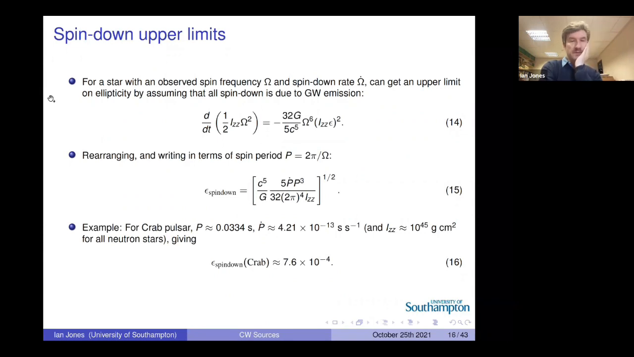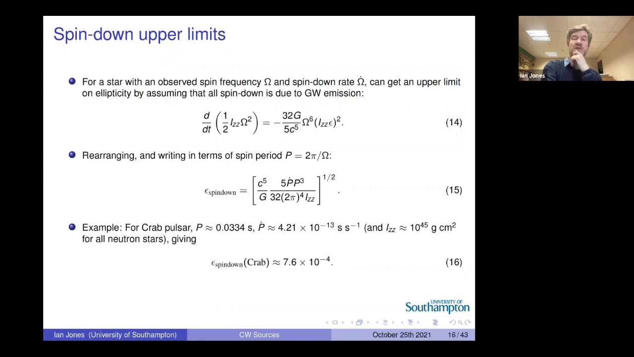So the idea here is that equation 14 is just energy conservation. Again, the rate of change of kinetic energy is equal to the luminosity. But whereas on the last slide we solved this as an ordinary differential equation, you can do something simpler but very useful with this. You can just immediately rearrange this equation in terms of epsilon, and that's what's called the spin down ellipticity, because this would be the spin down ellipticity that your star would have to have if, so let me step back a second and explain some notation here.